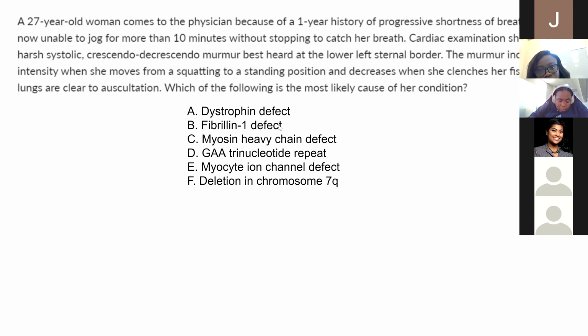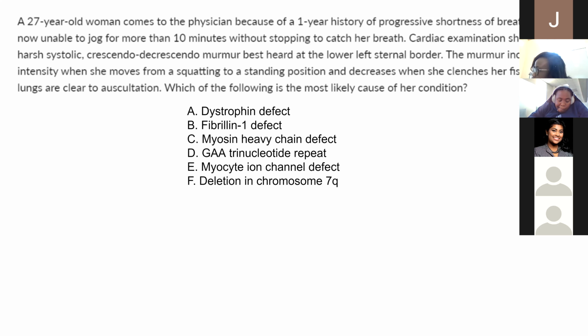B is which disorder? Marfan's, perfect. Fibrillin 1 defect is Marfan's. So that would be more like if I was describing an aortic dissection or even an aortic aneurysm, stuff like that would be more for Marfan's.